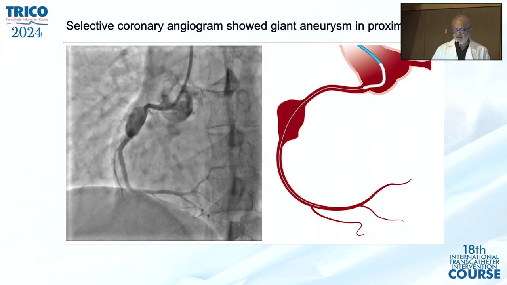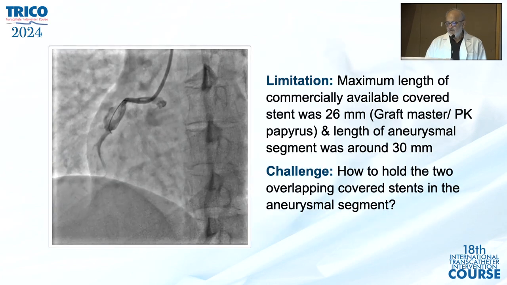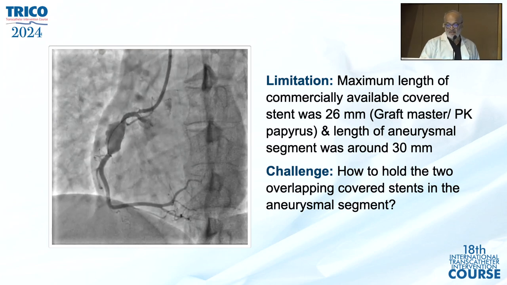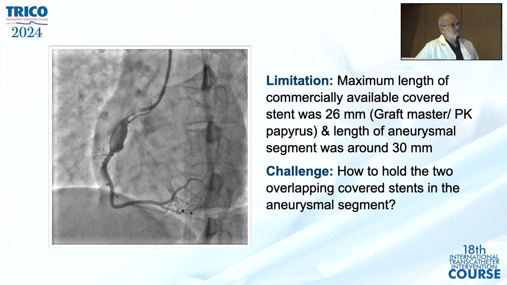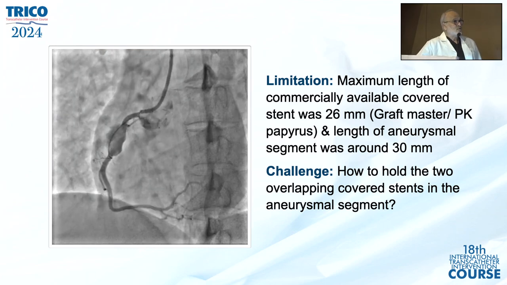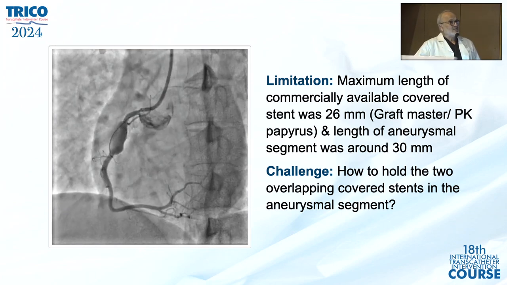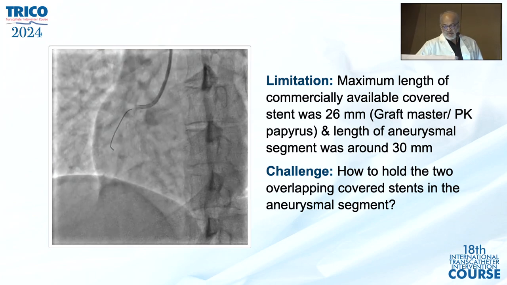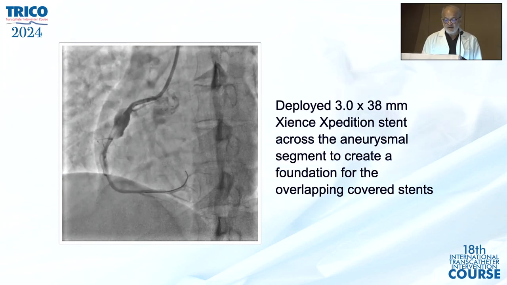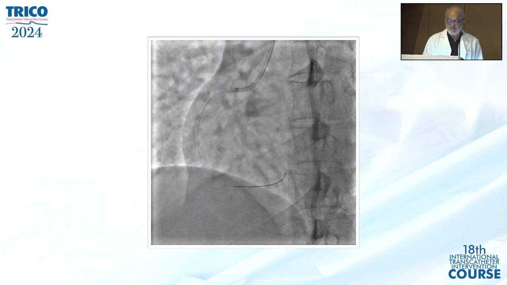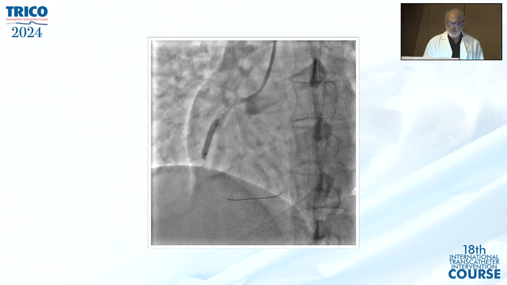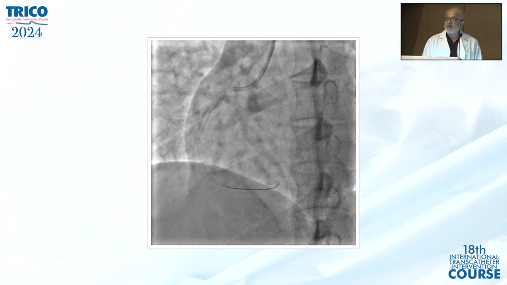But then we realized, when we measured with the wire, that the commercially available covered stent, Papyrus, is 26 millimeter and the aneurysm segment length was about 30 millimeter. So putting a covered stent into a covered stent could have been a problem if I could not negotiate the second one inside. So I was debating what to do. Here Sanjay came out with a brilliant idea of preparing a platform. With a 38 millimeter Xience, we prepared a platform here. Then overlapping two Papyrus of appropriate length, we stented and excluded the aneurysm here.